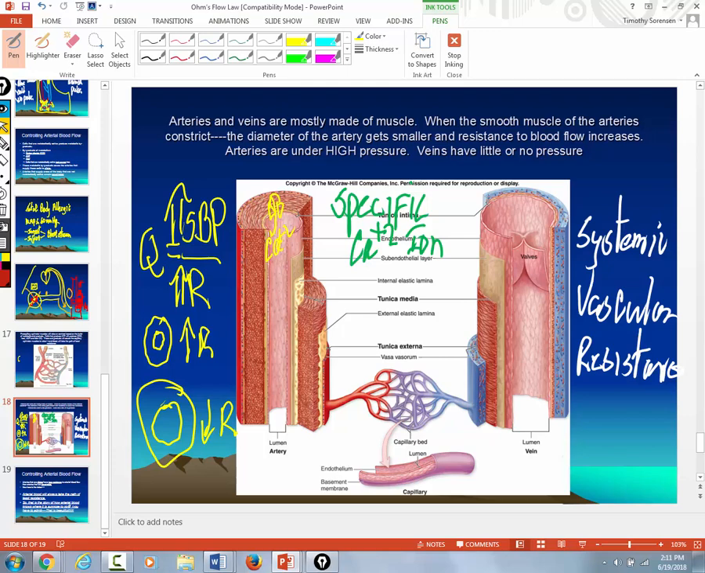So you can treat high blood pressure by giving a drug that blocks calcium channels in the muscle cells of arteries. And if you block them, the artery can't constrict, it will what?